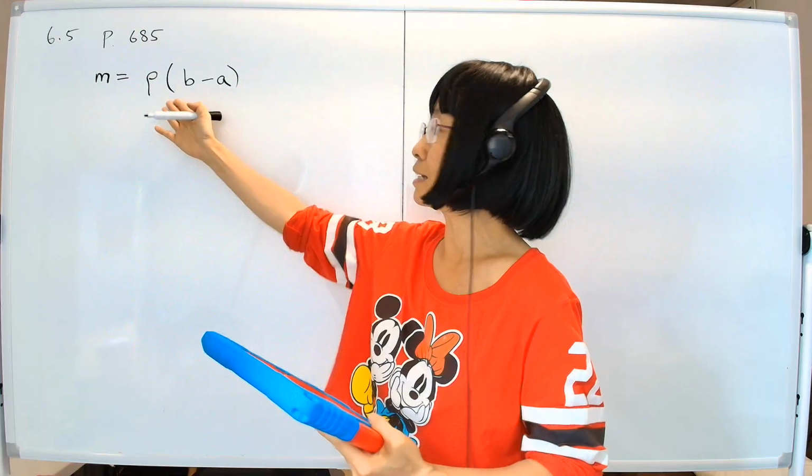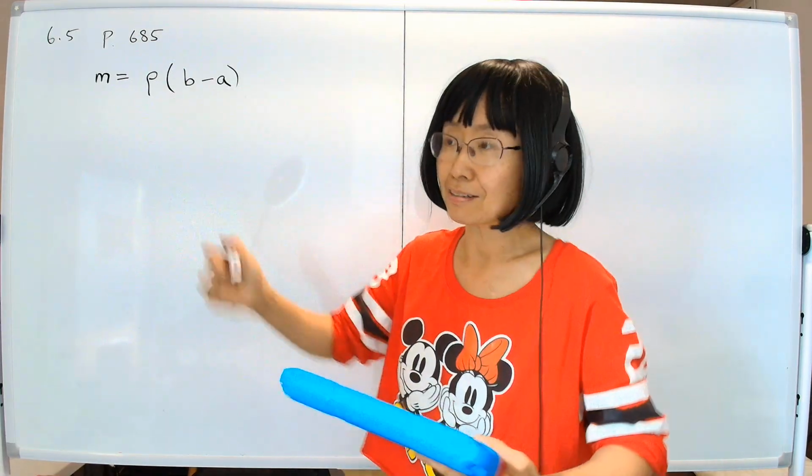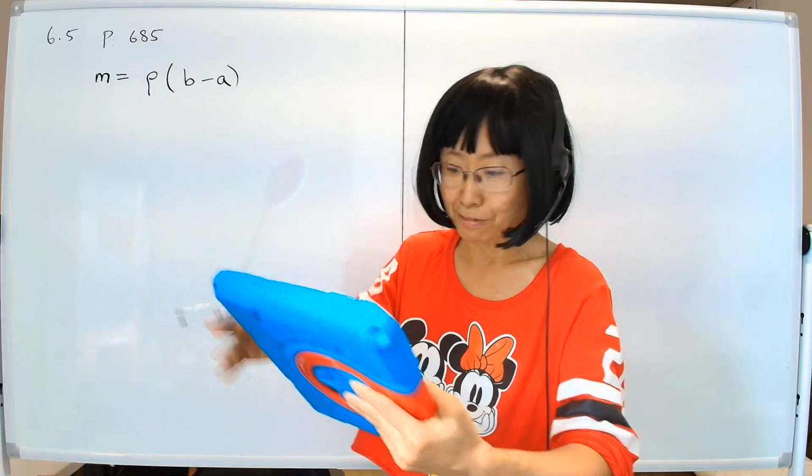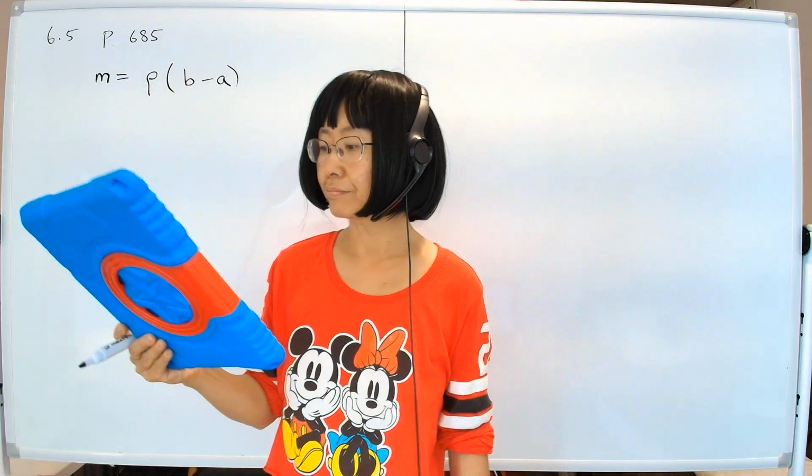That density basically means how heavy it is per chunk. Then you add up the whole length, and that gives you the total weight. Mass just means weight.